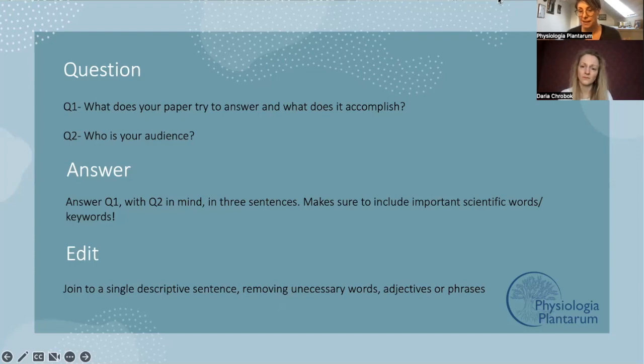And when doing so, I think it's also important to keep in mind who your audience is. Yeah, and basically, where are you going to publish this? Is it in a more general journal, or is it in a really focused journal?